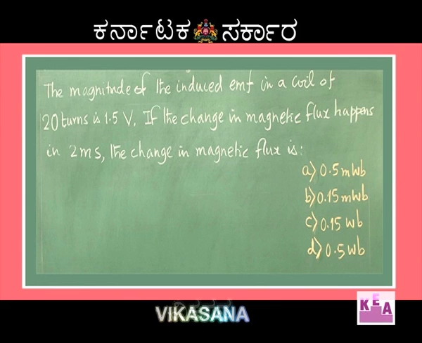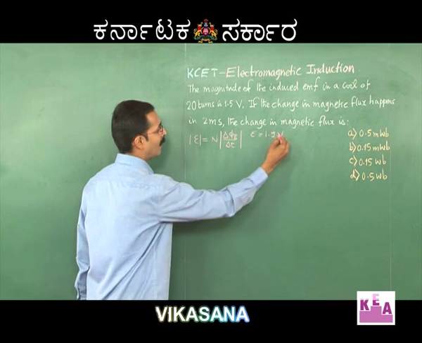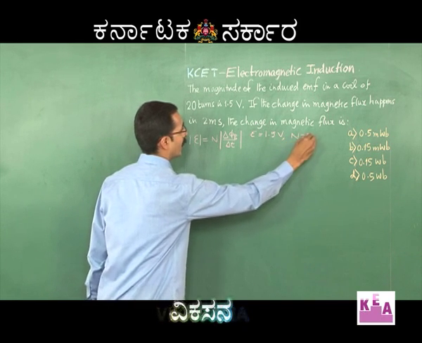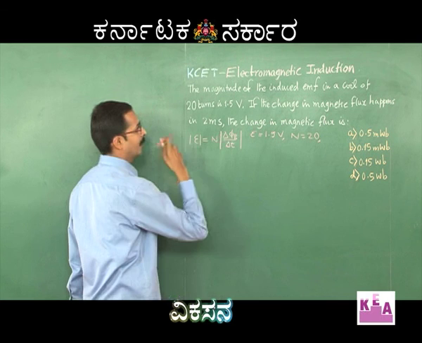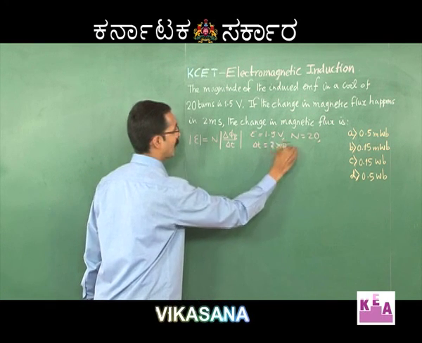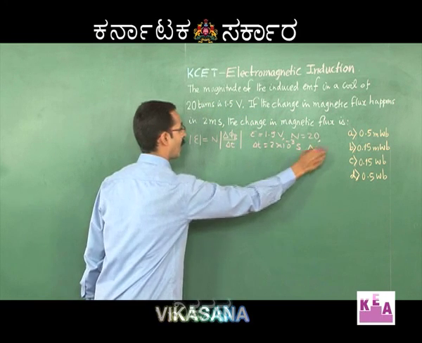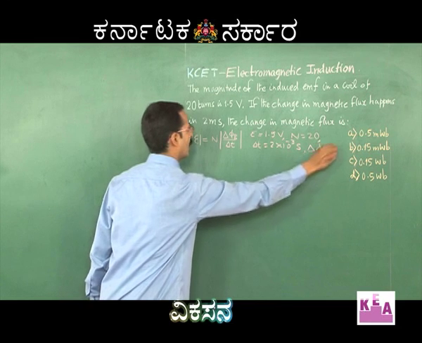The magnitude of the induced EMF in a coil of 20 turns is 1.5 volt. If the change in magnetic flux happens in 2 milliseconds, the change in magnetic flux is. The given quantities are: induced EMF is 1.5 volt, the number of turns is 20, and the time taken for the change in magnetic flux is 2 milliseconds, that is 2 into 10 power minus 3 seconds. I have to find the change in magnetic flux delta phi b, that is question mark.